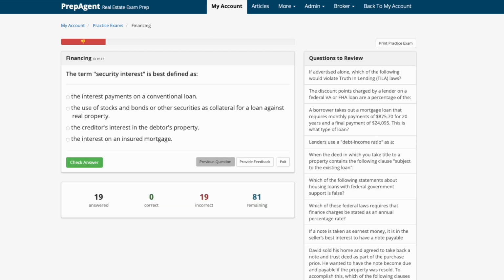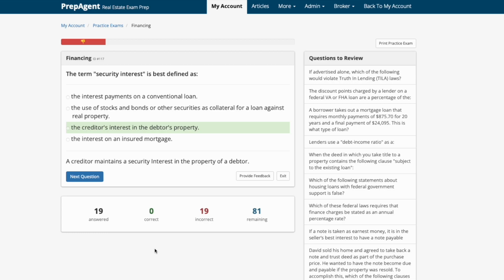The security interest is best defined as the interest payments on a conventional loan, the use of stocks or bonds or other securities as collateral for a loan against real property, the creditor's interest in the debtor's property, or the interest on an assumed mortgage. The creditor's interest in the debtor's property. The creditor maintains a security interest in the property of the debtor.